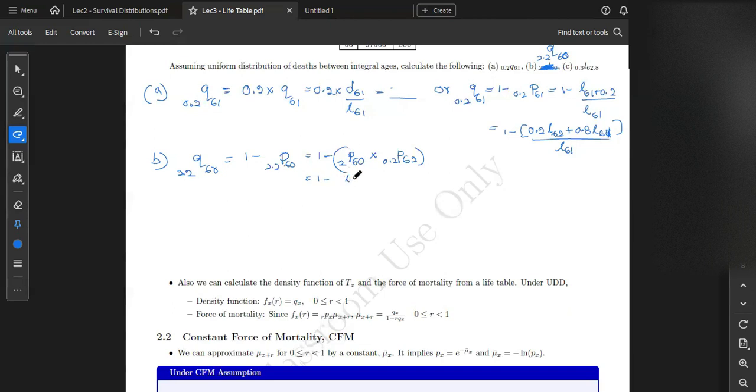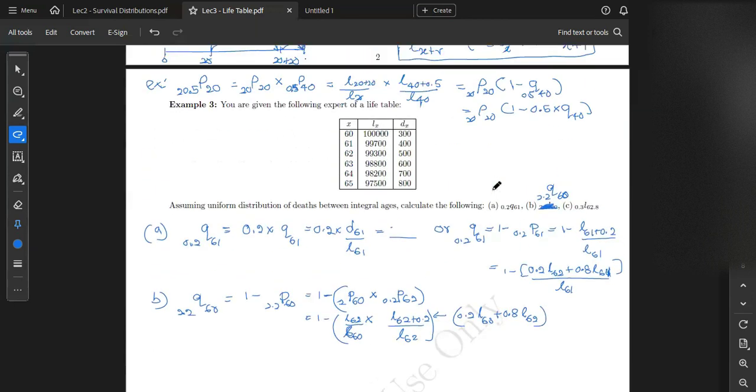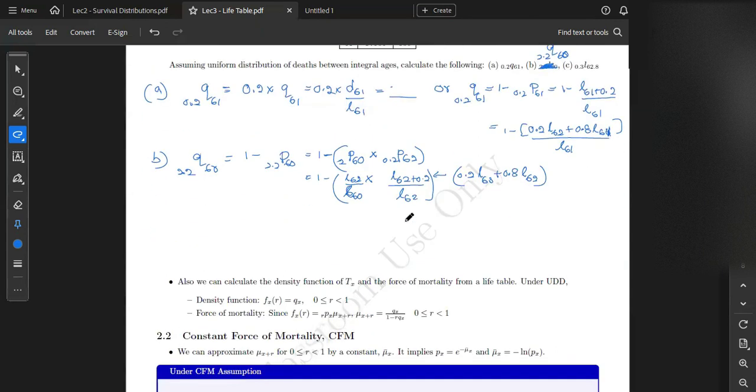So this will give us L62 divided by L60. And for this one, again, L62 plus 0.2 divided by L62. And for this part only, we can apply 0.2 times L63 plus 0.8 times L62. So all these numbers are given in the table, so we can find the value. So that is a possible way of doing that.